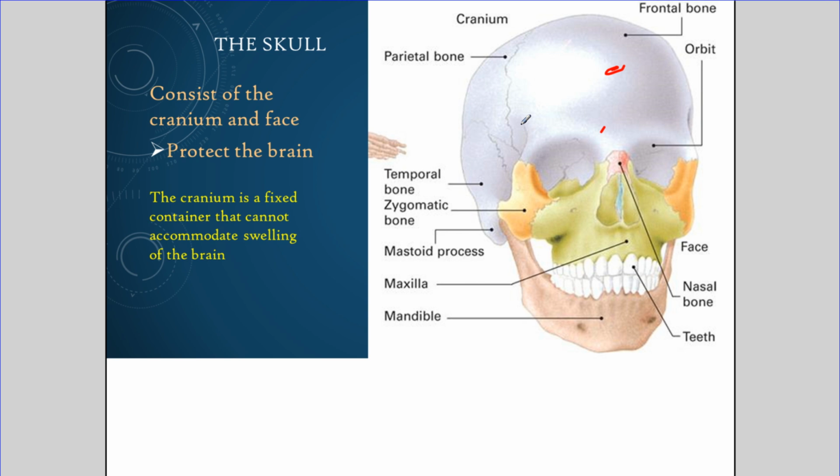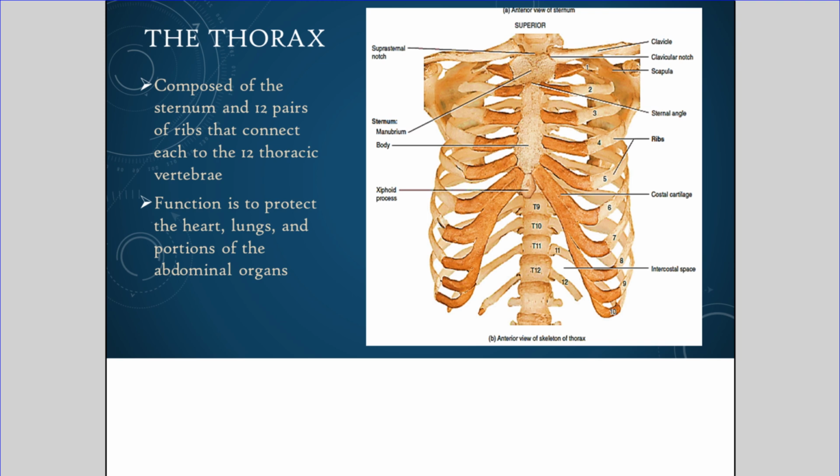Your thorax. So, how many pairs of ribs are there? Well, there's 12 pairs of ribs that connect to the 12 thoracic vertebrae. How many in your rib cage? How many ribs connect to the thoracic vertebrae, etc., right? What's the function, right? It's protection. And then, like I said, a little more about it. Not just organ system protection, because it does that, but to what organs? Your heart and your lungs and your abdominal organs.